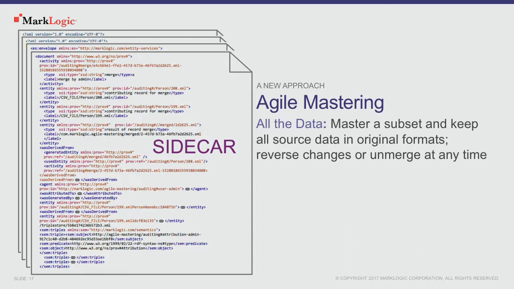So by keeping all the data, you're able to go back and fix mistakes. You can unmerge data that wasn't supposed to be merged in the first place. And it allows you to achieve that trust-based model that we talked about earlier.